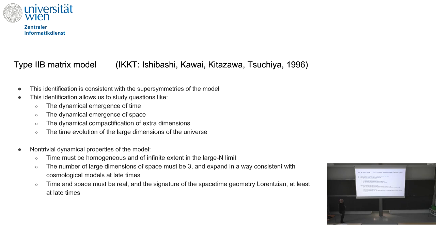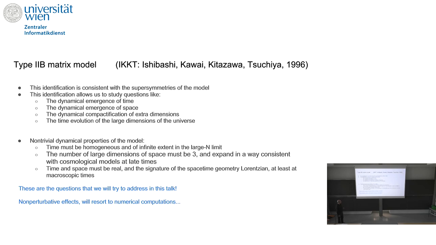First of all, time must emerge and be homogeneous and of infinite extent as we take the large N limit. And the number of large dimensions of space must decrease so that we have an obvious correspondence with the real world and expand in a way which is consistent with cosmological models. And time and space must be real, something that is not a priori obvious. And the signature of the metric that emerges must be Lorentzian, at least at late time. So these are the questions that I will try to address in this talk, and I will resort to numerical computations in order to learn something about it.